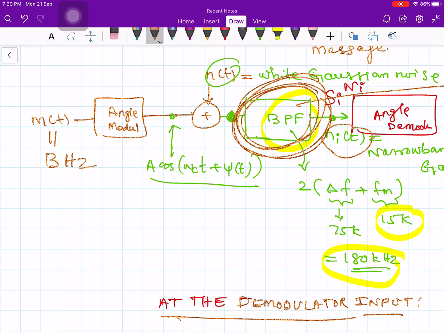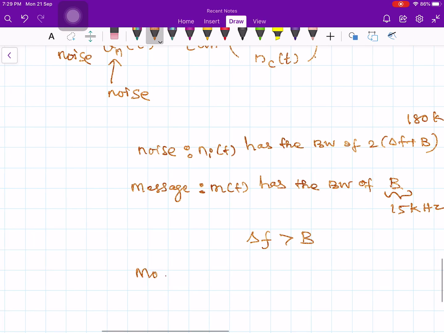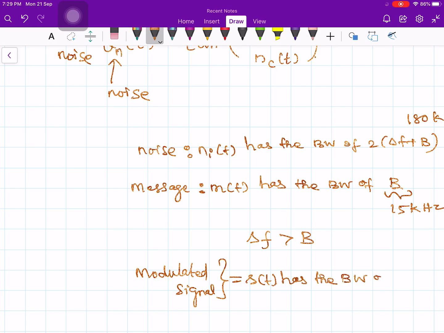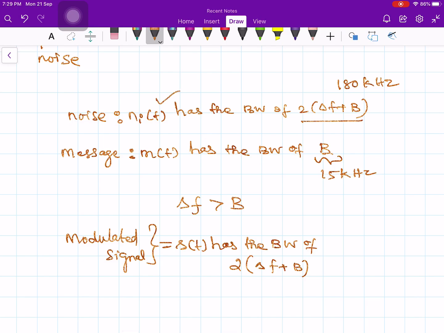The modulated signal and the noise which are going to the demodulator both have the bandwidth of 2 times delta f plus B. So one more point I would like to write here: the modulated signal S of t has the bandwidth of 2 times delta f plus B. So these are the 3 points we should remember. The noise has a bandwidth of 2 times delta f plus B, the modulated signal has a bandwidth of 2 times delta f plus B, and the message has a bandwidth of only B.